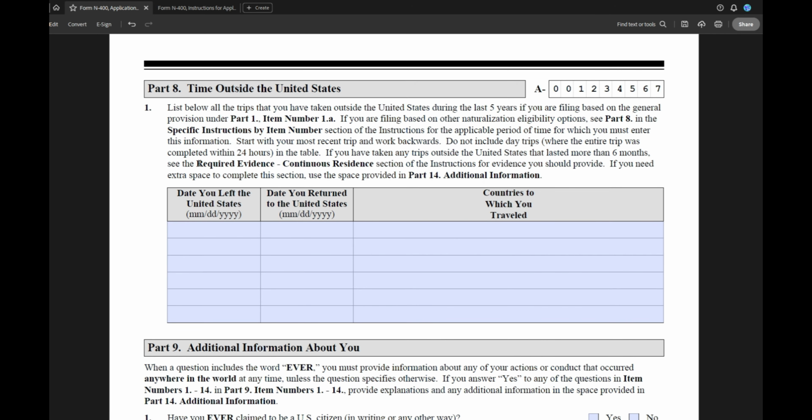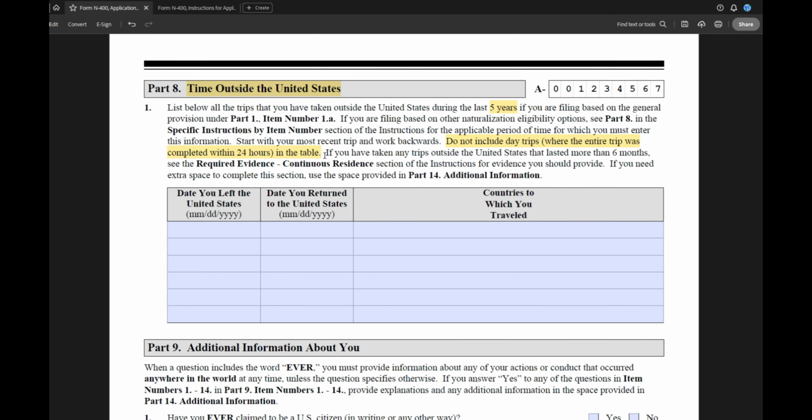This part again is very important. This one asks about your time outside the United States. So again, if you are applying based on the 5-year general provision rule, then that's the history you have to provide. But if you are applying based on the 3-year rule, then you only need to provide the past 3-year history of your travels. You need to include trips that were longer than 24 hours. You do not have to include any trips that were less than 24 hours because they would not add up to your continuous residence interruption.